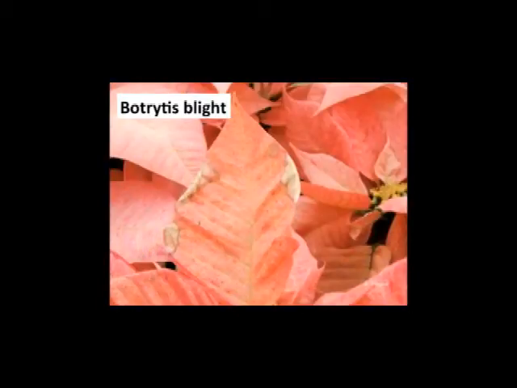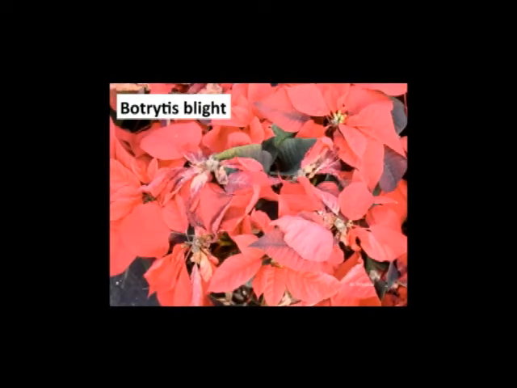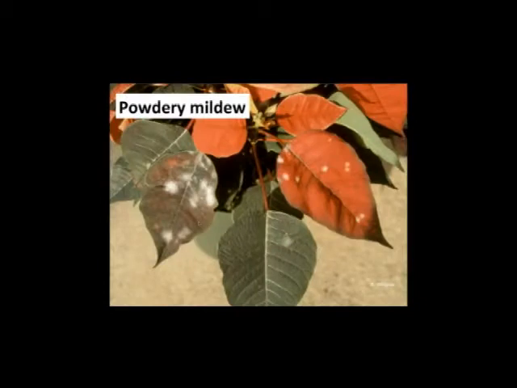Forward. And I don't really need to explain any more of the slides, so we can just forward. This is Botrytis blight again. It can look like a desiccation on the outer sides of the bracts. This is a heavy infection of Botrytis blight. Forward. And this is powdery mildew. It looks quite different on poinsettia than Botrytis as it gets older. And again, it looks like powdered sugar. It looks like you've dropped powdered sugar on the top sides of the leaves.